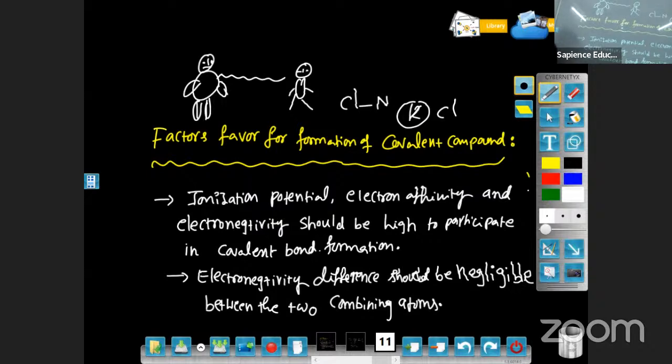Charge neutral. Second point is the electronegativity difference should be negligible between the two combining atoms. So chlorine electronegativity here is 3, nitrogen also 3. How much difference? 0. Sometimes it has some value also, but that's a very small value only. Like a bond between fluorine and oxygen: fluorine electronegativity 4, oxygen 3.5, difference 0.5. It's a limited value, very small value.